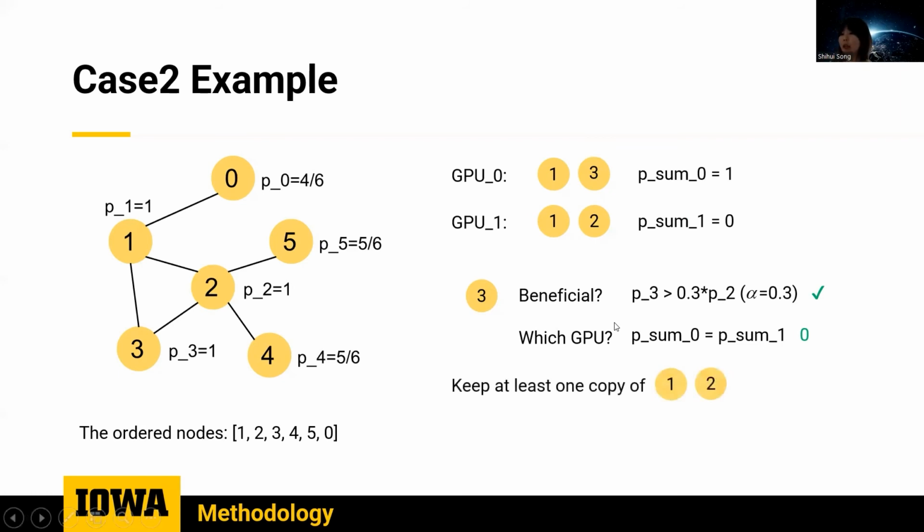Notice that we need to keep at least one copy of node 1 and node 2, so the next old node will be node 1. And we find this replacement is also beneficial, and P sum 0 is greater than P sum 1. So we replace node 1 on GPU 1 with node 4. And because there's only one copy of both node 1 and node 2, we finish this algorithm.